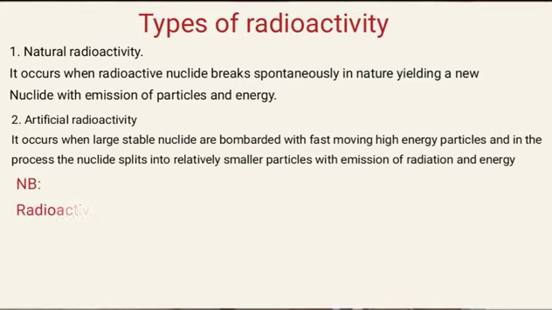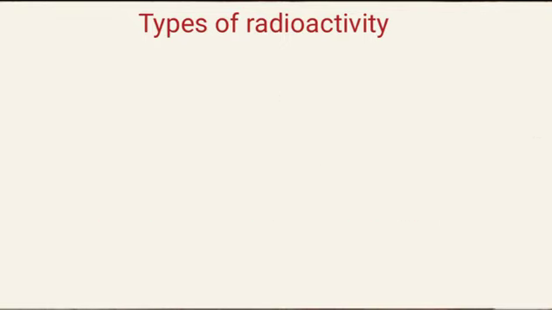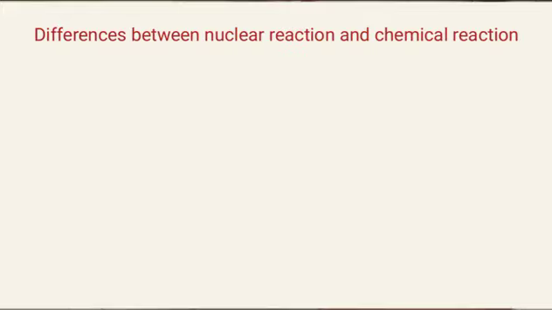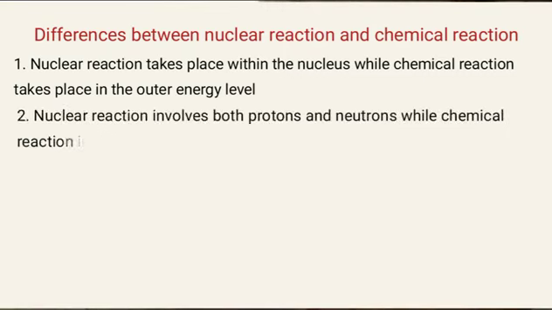Now, you need to know that radioactivity is a nuclear reaction and not a chemical reaction. Therefore, from there, we need to know the differences between nuclear reaction and chemical reaction. Number one, nuclear reaction takes place within the nucleus, while chemical reaction takes place in the energy level. Number two, nuclear reaction involves both protons and neutrons, while chemical reaction involves electrons.